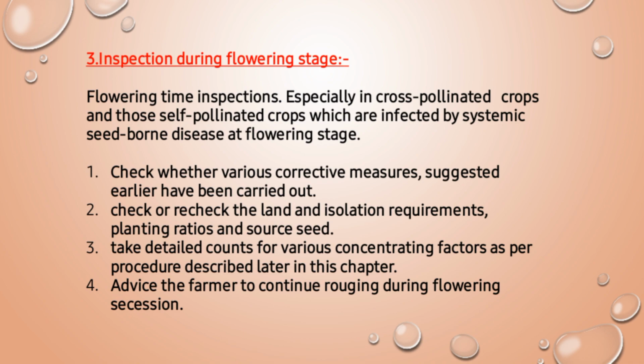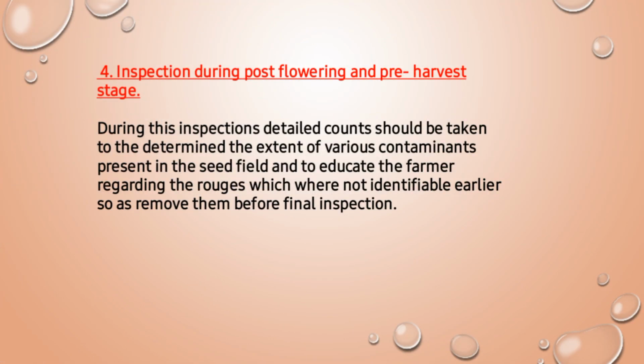Third is inspection during the flowering stage. Flowering time inspection, especially in cross pollinated crops and those self pollinated crops which are infected by the systemic seed borne diseases at flowering stage. Check whether various corrective measures suggested earlier have been carried out. Check the land and isolation requirement, planting ratio, and source seed. Check detailed count of various contaminating factors as per procedure described later in this chapter. Advise the farmer to continue roguing during the flowering season.